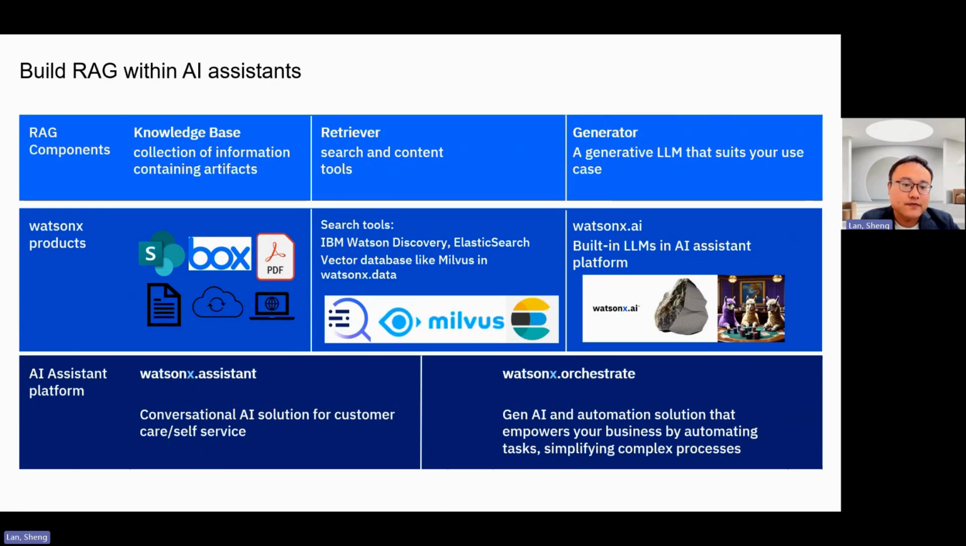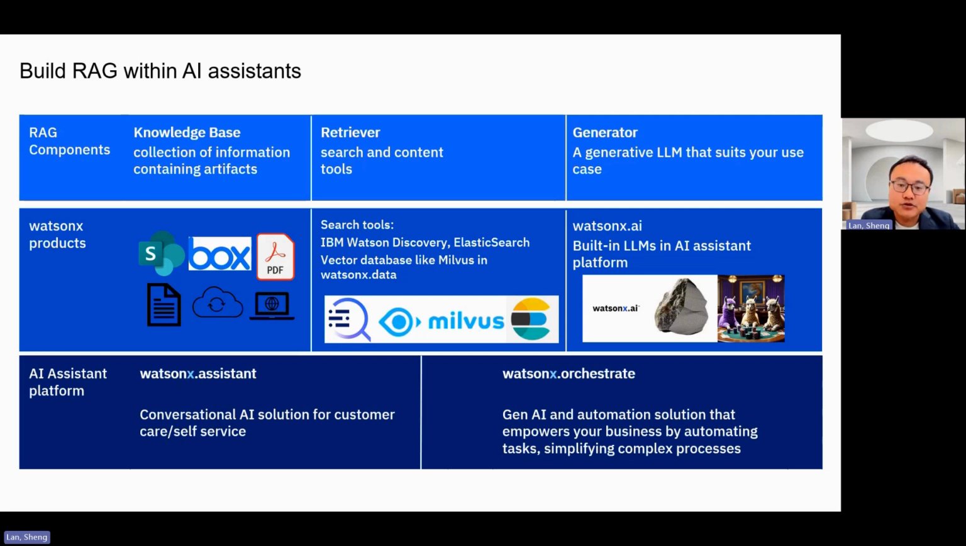One is Watsonx Assistant. That is more like a conversational AI for customer care or self-service. Another option will be Watsonx Orchestrate. Think of this one as more like conversational AI plus automation, to automate some process tasks or simplify the process to help your employee productivity.